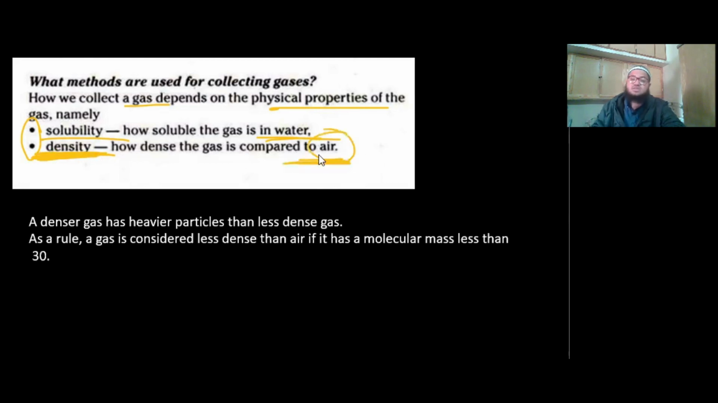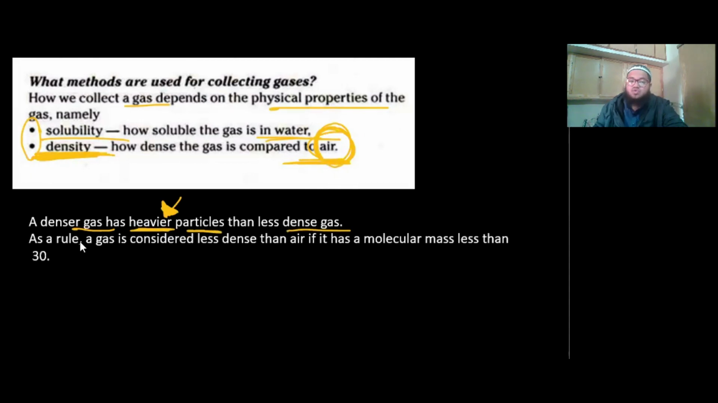Because air itself is a collection of gases, so we have to compare this gas to the mixture of gases. And as a general rule over here, a denser gas has heavier particles. Of course, that makes sense, right? What is density? Density is the ratio of mass and volume, meaning the greater the mass, the greater the density. So now a gas, if it is denser than the other gas, then that means its particles are more likely to be heavier than the particles of the other gas, the less dense gas.